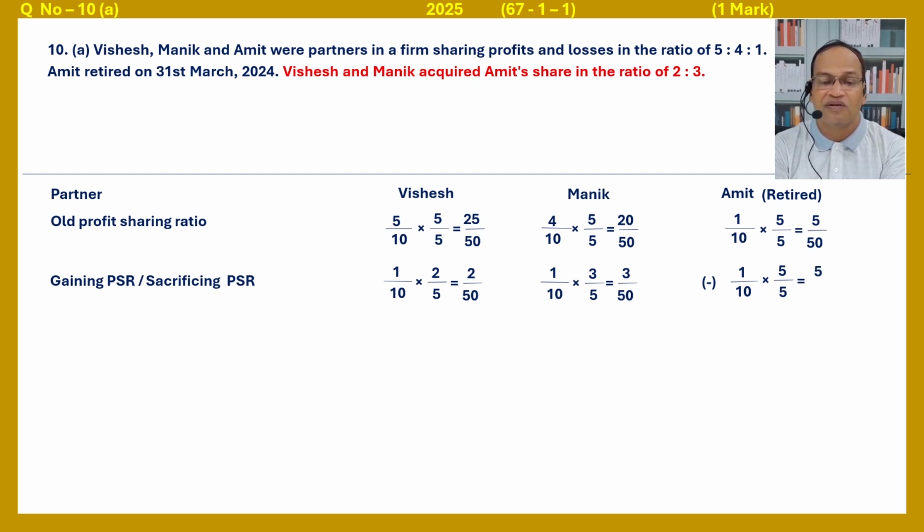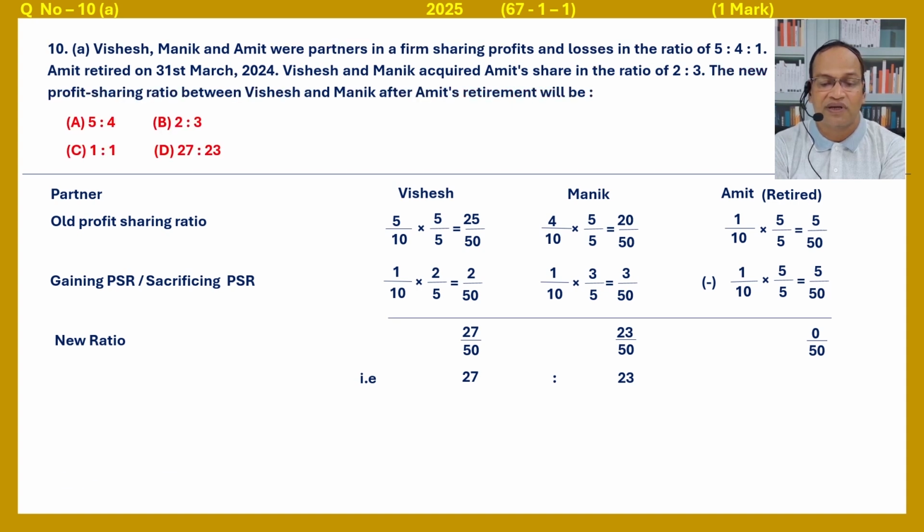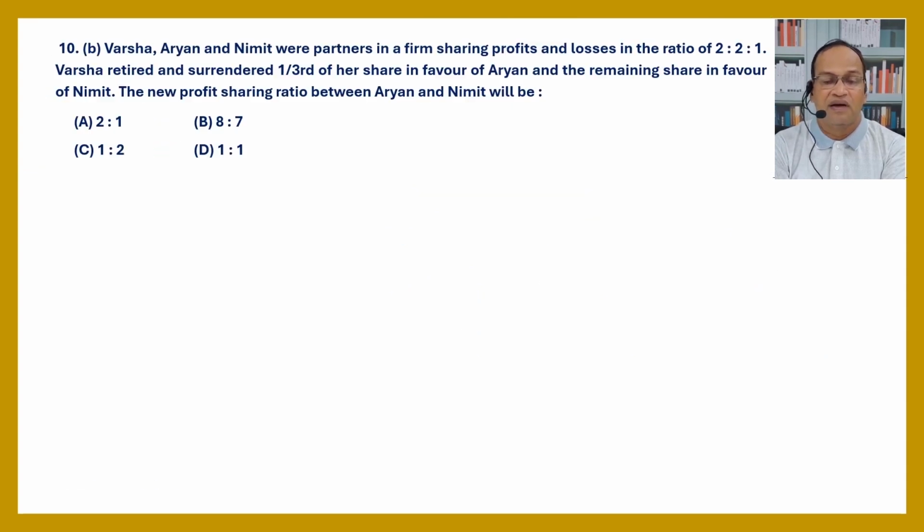Now the new profit sharing ratio between Vishesh and Manik after Amit's retirement will be: old 25/50 plus gaining 2/50, so it is 27/50. Manik 20/50 plus 3/50, 23/50. Amit 5/50 minus 5/50, 0/50. Therefore, the new ratio is 27:23. Available in point number D.